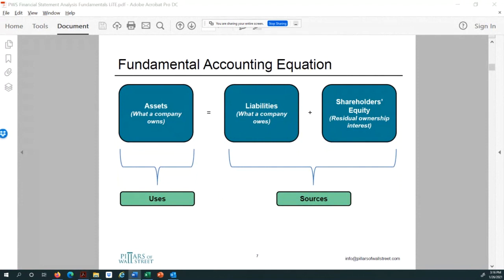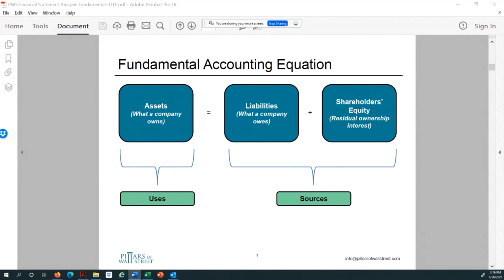Here's the fundamental accounting equation: assets equals liabilities plus equity. The assets on the left represent all the resources of the firm, essentially uses of funds, what a company owns, basically. The liabilities represent all the obligations of the firm, basically the creditors' claim on the firm's resources.